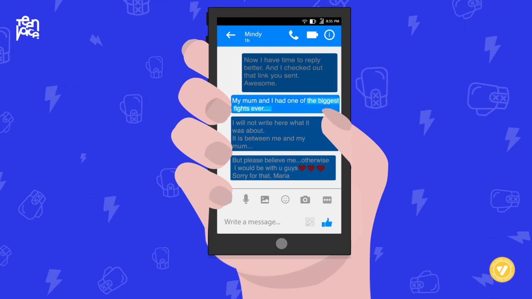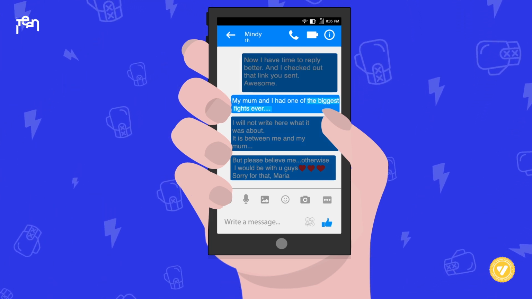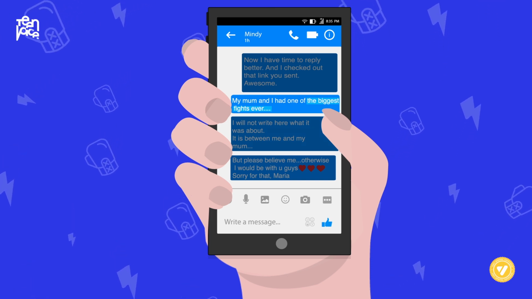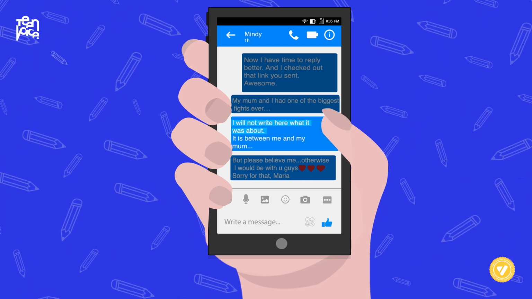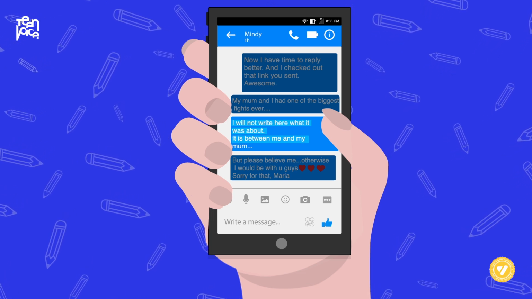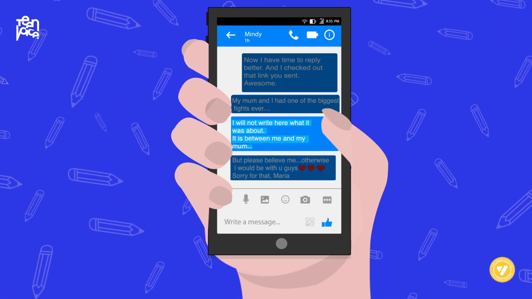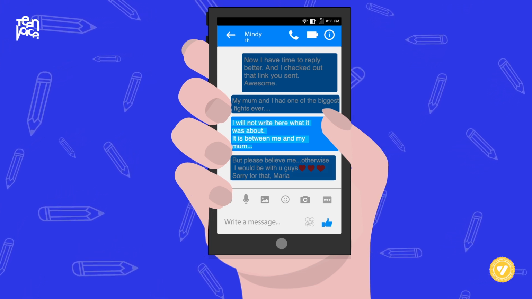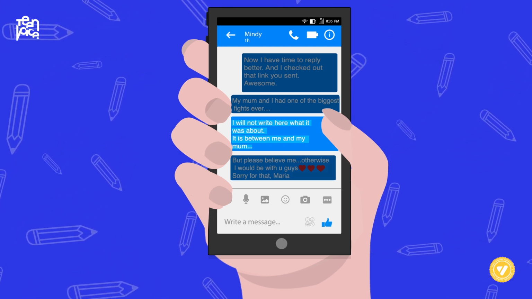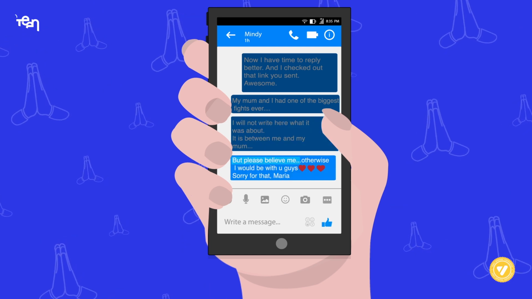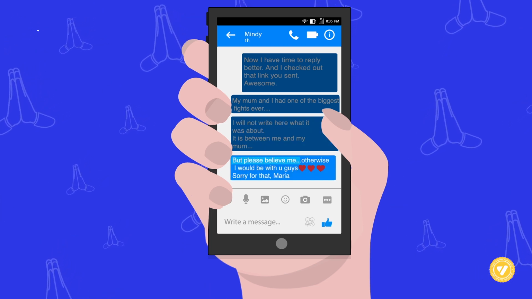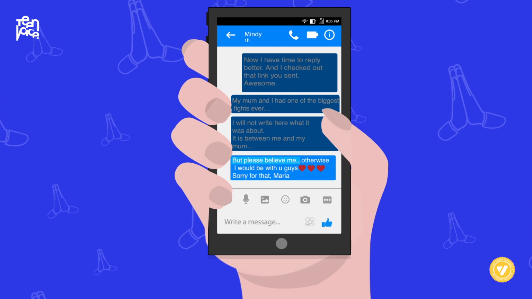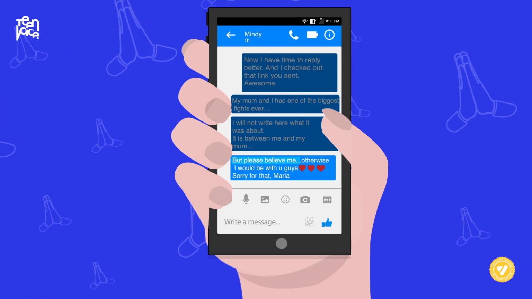"The biggest fight ever." This is overselling the story, and it indicates at least some exaggeration. "I will not write here what it was about. It is between me and my mom." This is a big change from Maria's normal behavior to openly share everything that she feels and thinks. "But please believe me." Maria is begging the other girl to believe her. Does she really need to do that if she's telling the truth?